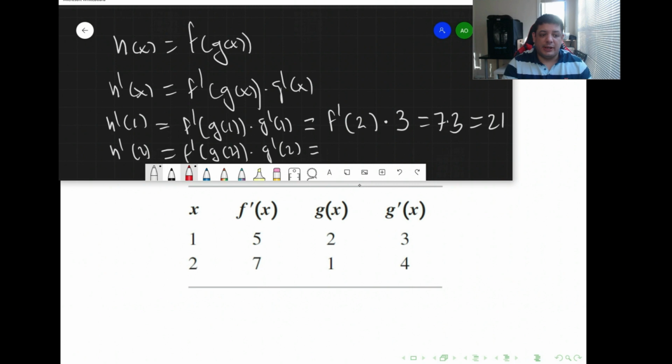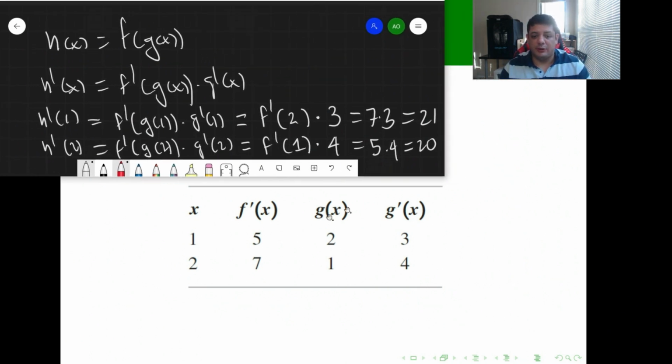And similarly for h prime of 2, now we need to know the value of g of 2. g, when x equals 2, is 1. So we're talking about f prime of 1, since g of 2 is 1, times g prime of 2. g prime of 2 is 4. And now we check the value of f prime: f prime of 1 is 5, so we get 5 times 4, and we get 20. Okay, so this is how we approach using a table with some values to play with the formula of the chain rule.